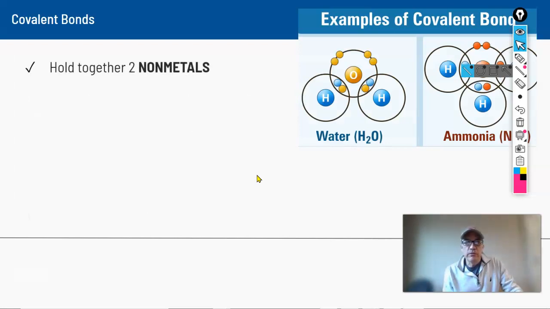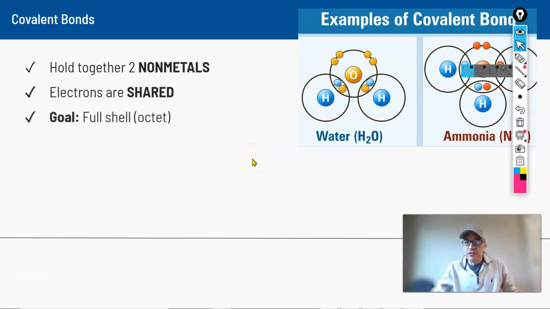So covalent bonds are things that hold together two nonmetals. You can see in the image that we have over on the corner, a couple of examples of covalent molecules would be water and ammonia. You can see that water is H2O. Most of us know that. Ammonia's got nitrogen and hydrogen. And again, these are nonmetals. This is different than in ionic bonding because in this case, the electrons tend to be shared with one another. There's still kind of the same goal here, which is to get to 8 electrons.